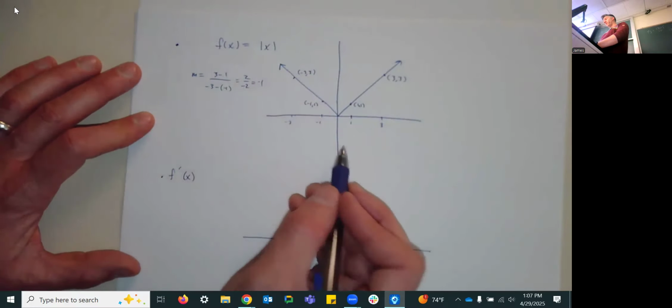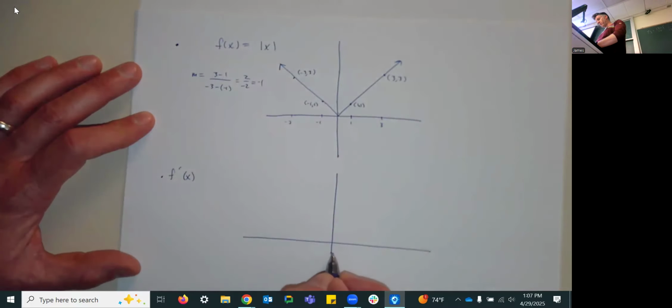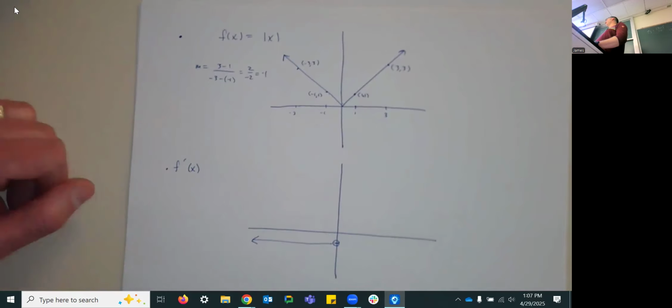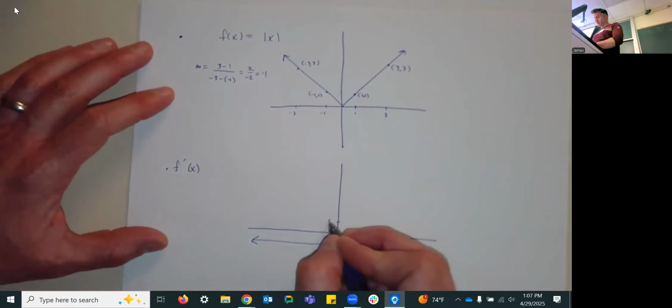So everywhere on the left-hand side, except at the origin, we're going to say that the slope is -1. And on the right-hand side, what's the slope on the right-hand side? It's not a surprise, it's going to be +1.